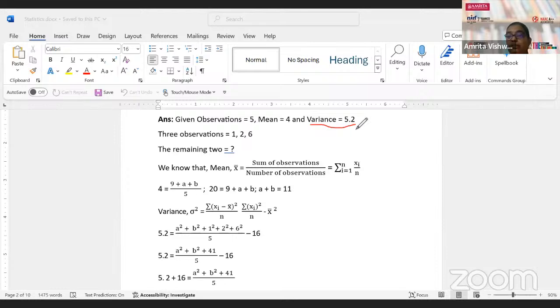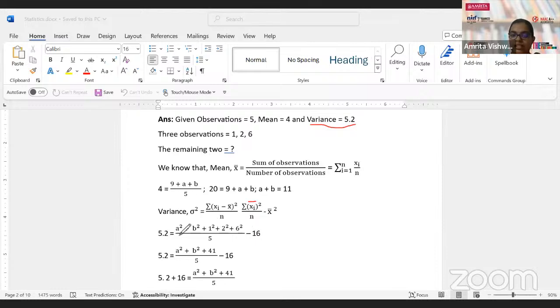Now, what is the equation of the variance that we have studied in our classes? It is sigma square is equal to summation of xi minus x bar the whole square by n, or even you can write this as summation of xi square by n minus x bar square. So you can find this separately and you can substitute. So here summation of xi square that we already know.